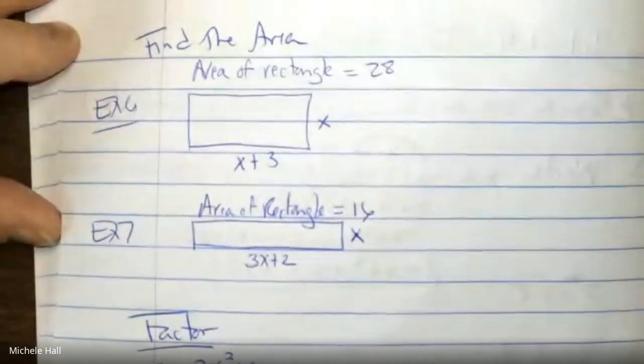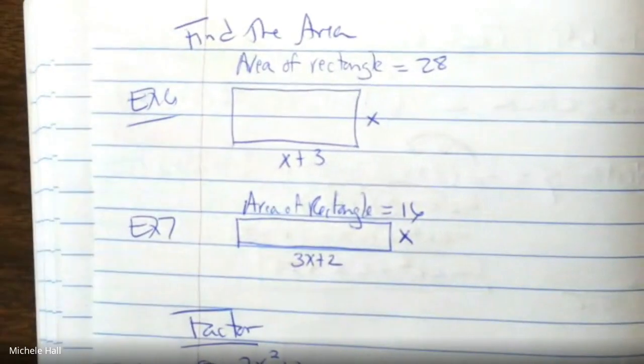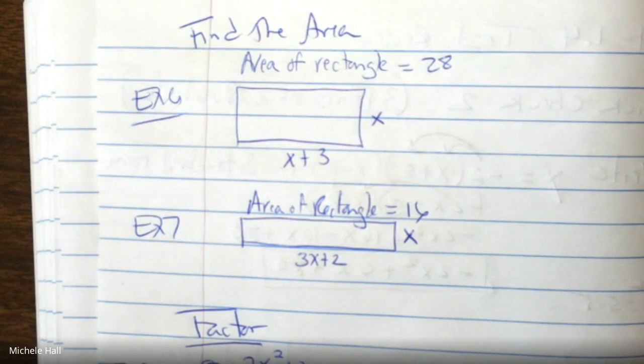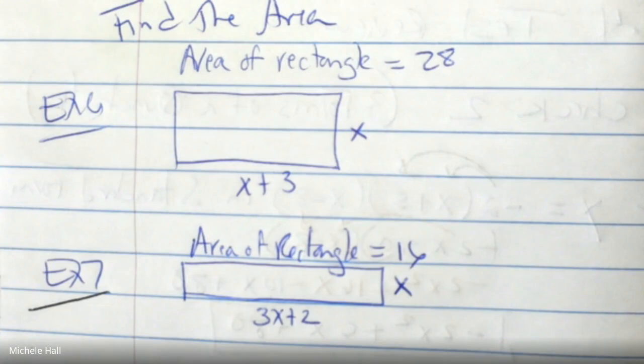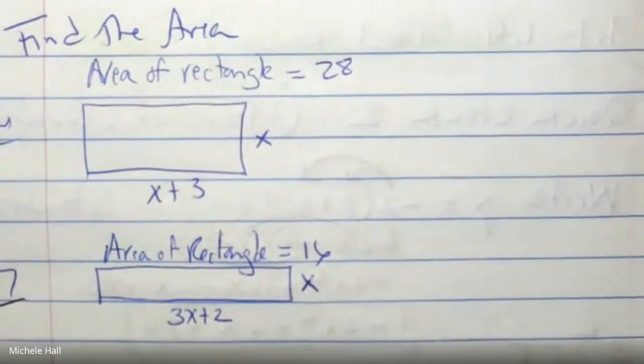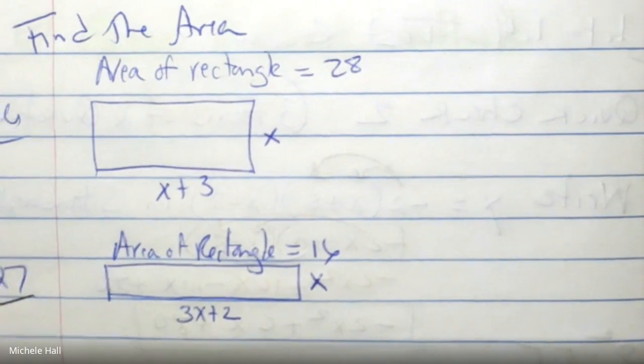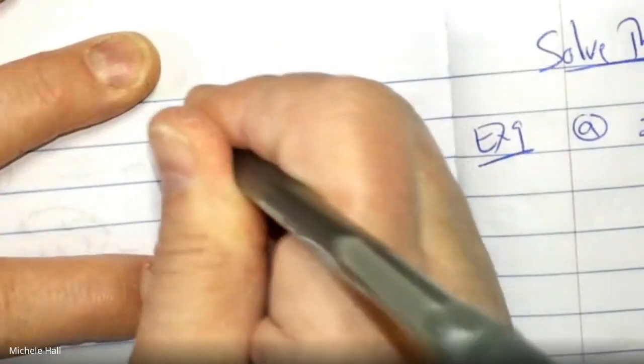With this, find the area of a rectangle that has a side of x and x plus 3. I'll let you copy down examples 6 and 7. What's the area of a rectangle? Just the regular formula, not looking at any of the algebra. What's the area of a rectangle? That's it. So area equals length times width.